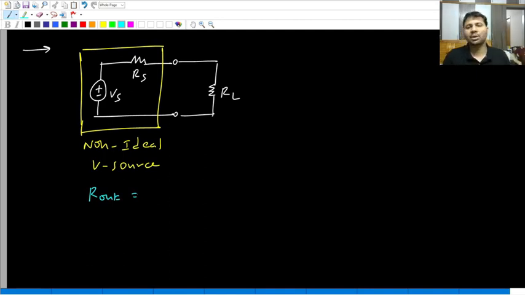What is the output resistance in this simple circuit? What is the output resistance?